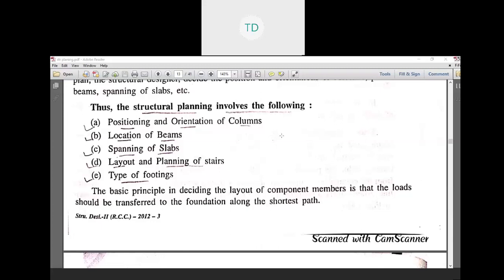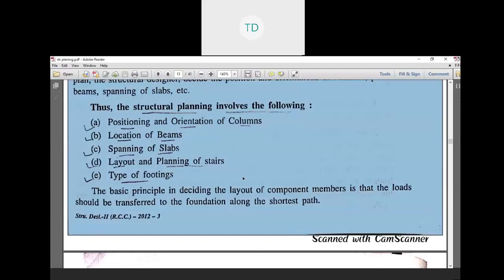We are going to start some visual discussion about the structural planning involving points. First point is position and orientation of column. Position and orientation of the column should be of the type in which no wall is outside or inside of the column. It is on total, actually on beam.